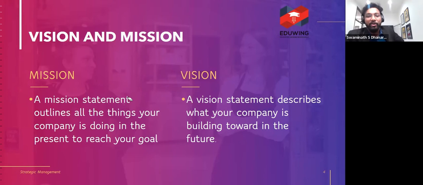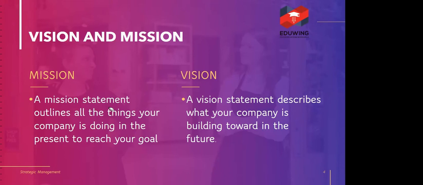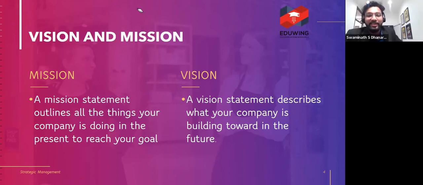I'll just erase, yeah. Vision statement describes what your company is building toward in the future. It's a futuristic thing. I told you, it's the future. So what is the vision statement? What the company is building towards in the future. That is the ultimate aim of any company. Now, coming back to the company's point of view, the mission statement as well as the vision statement can be seen on a company's website. So the vision statement describes what your company is building toward in the future. That is the ultimate aim of the company.